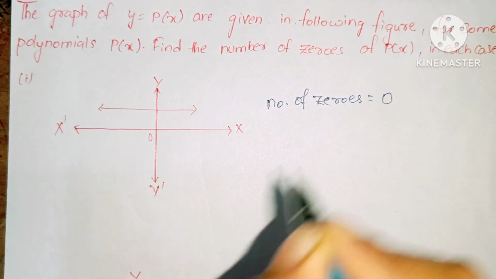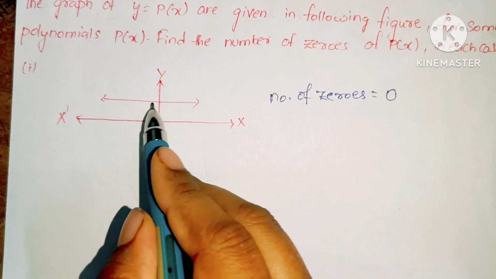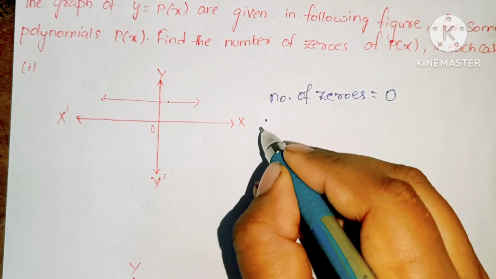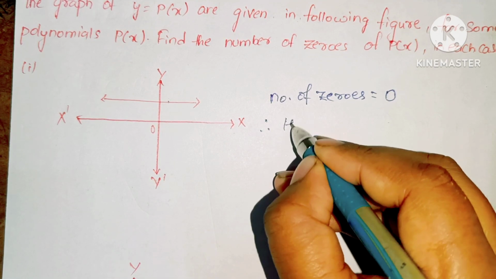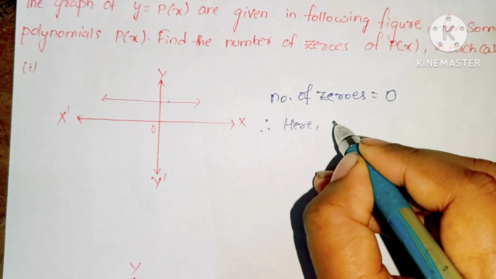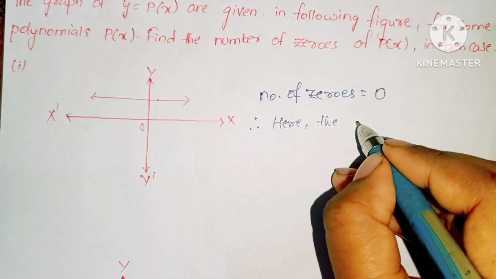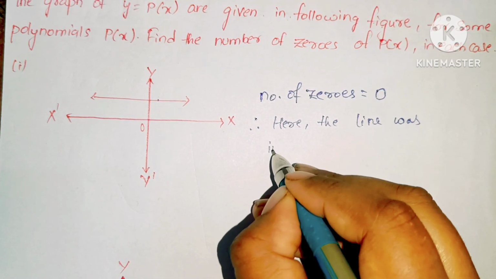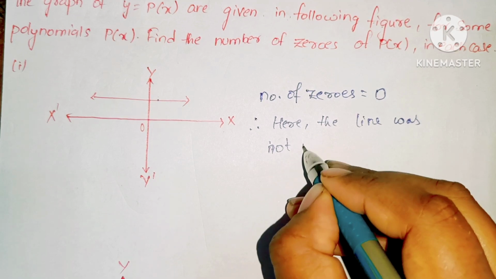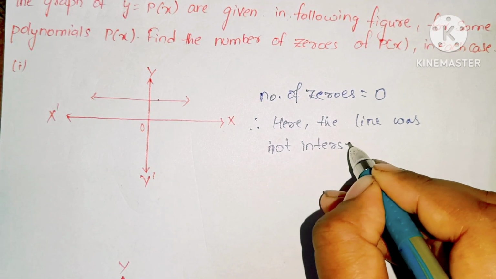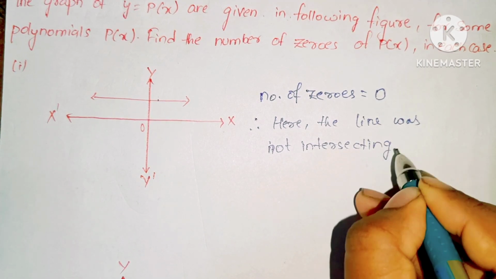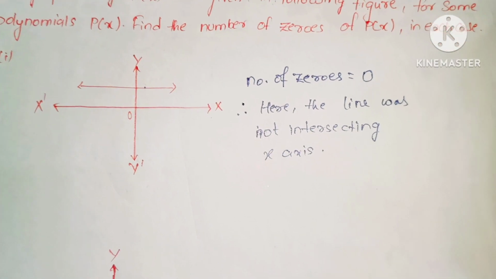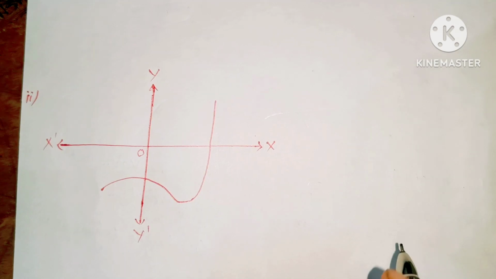Number of zeros equal to 0, because this line was intersecting only the y-axis; it was not intersecting the x-axis. Here the line was not intersecting the x-axis. So number of zeros were 0. Understood? Now see this graph.